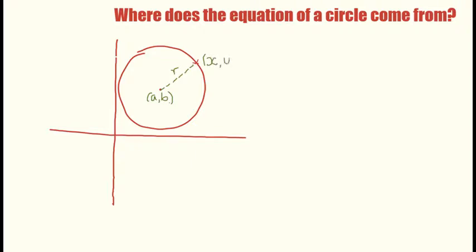I'm going to call this (x, y), because don't forget the equation of any line we describe in terms of x and y as a series of coordinate points. So here's one of those coordinate points. We'll call it (x, y).